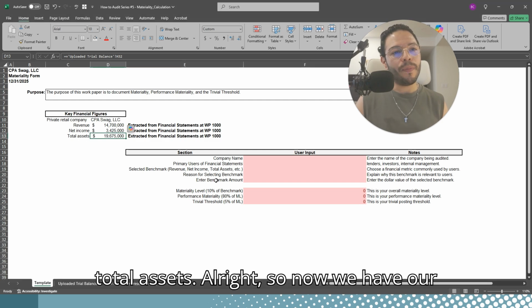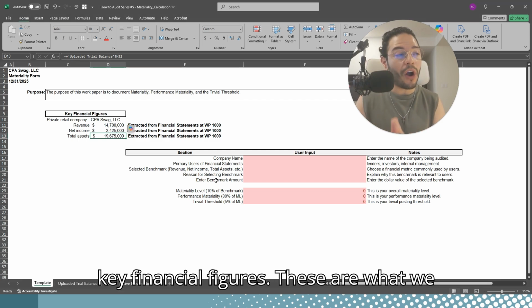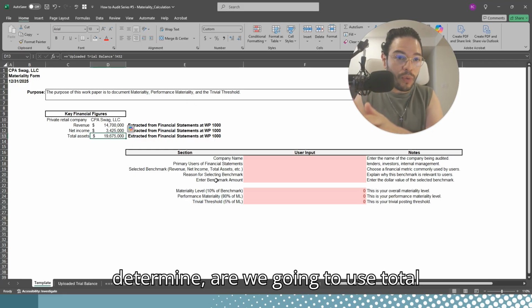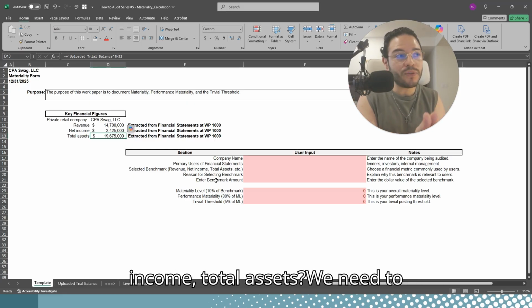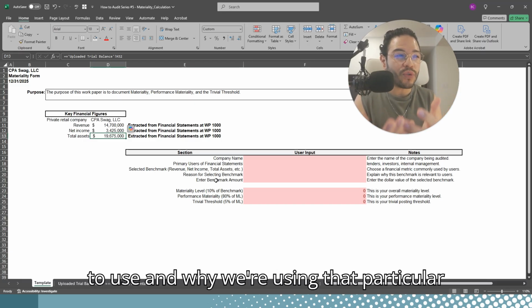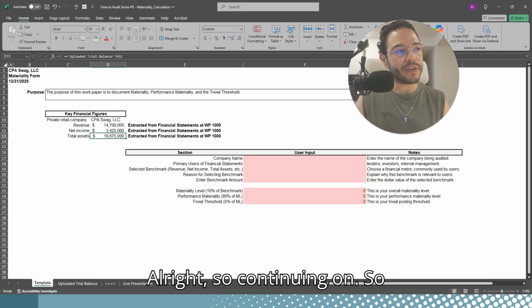All right, so now we have our key financial figures. These are what we call our relevant benchmarks, but we need to determine, are we going to use total revenue to calculate materiality, net income, total assets? We need to substantiate the number that we're going to use and why we're using that particular number. Okay? All right, so continuing on.